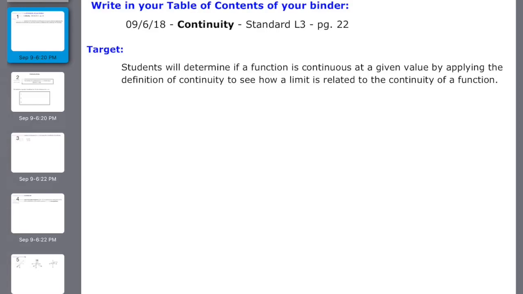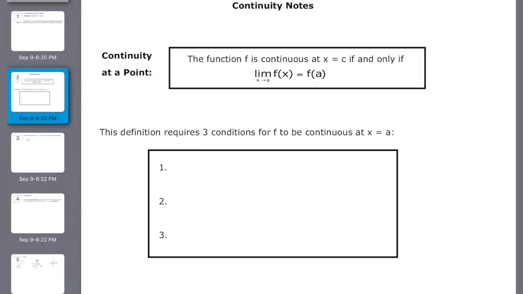Okay, so this video is going to be over how we prove continuity and what it means to be a continuous function, how we can use calculus to prove those things. So your target for this one is students will determine if a function is continuous at a given value by applying the definition of continuity to see how a limit is related to the continuity of a function. Okay, so let's look at what it means to be continuous.